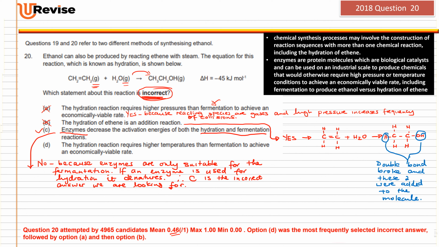Let's look at D. D reads, the hydration reaction requires a higher temperature than fermentation to achieve an economically viable rate. Yes, it requires a higher temperature. It can operate at high temperatures because the catalyst we use here is not an enzyme which would denature. So we can comfortably operate this at a high temperature, but not very high, so as not to compromise the exothermic reaction. But yeah, it's relatively high. It requires a higher temperature than fermentation because fermentation must be carried out at a temperature below 40 degrees. Otherwise, the enzyme will denature.